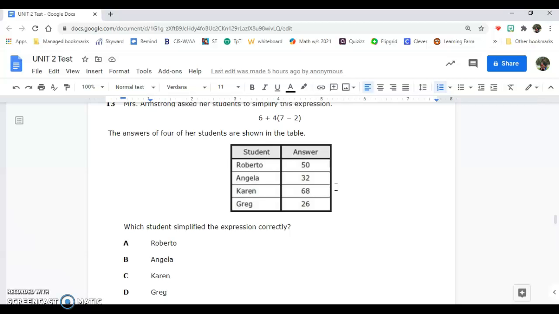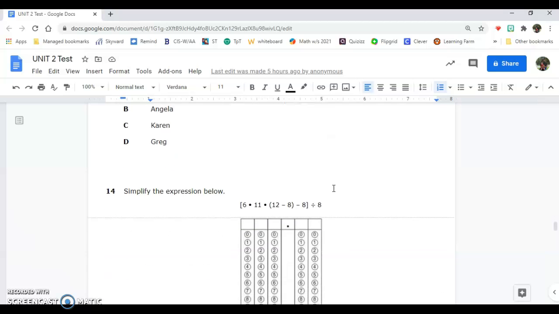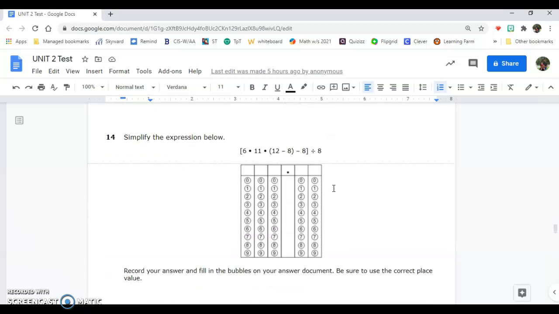Remember, a number next to a parenthesis means multiply. Number 14, simplify the expression below. Remember, this dot hanging out in the middle means multiply. Simplify the expression.